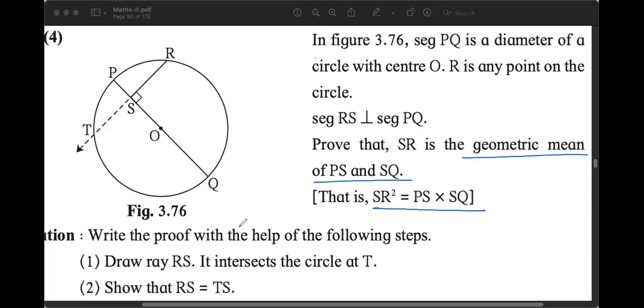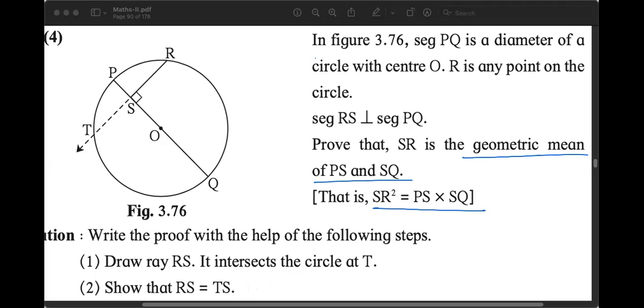Now there are two methods to prove this that I am aware of. There can be more. There is one method which the textbook is asking us to prove with. There are some hints, but there is another method, which is asked below. Now it will be up to you which method you use. The textbook solution says you extend RS to intersect the circle at T. That means we extend RS and it intersects the circle at T. Forget that, don't do that, let us do something else.